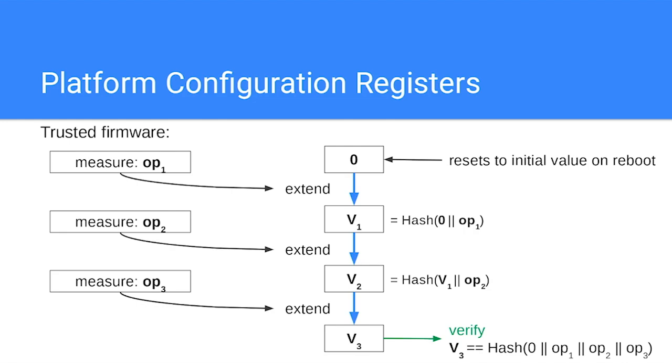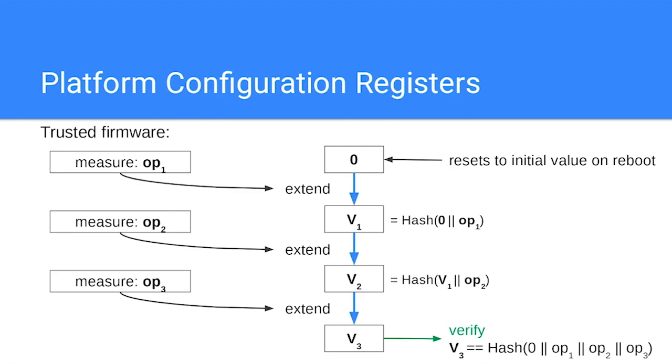But going back is, let's say, impossible. What you can do with those platform configuration registers is to extend it, which means you provide some value, and it takes the previous value stored in this register, takes the value that you provided, combines them, and then calculates the hash of them and stores it back into this register. This way, if you know what extend operations were performed, or you think you know, you can always verify that.